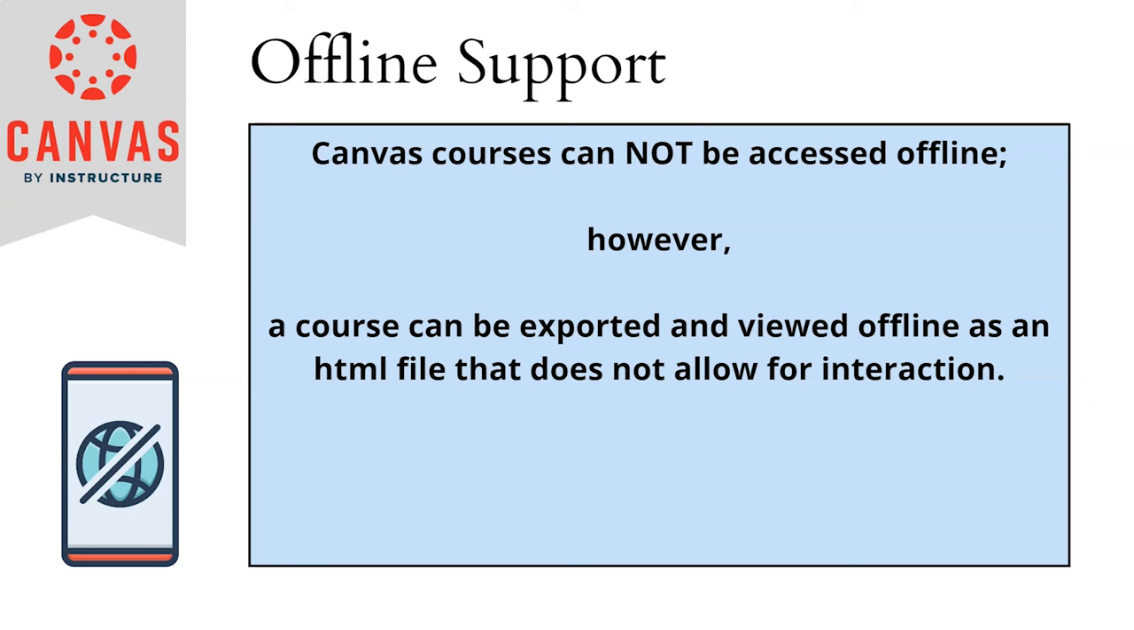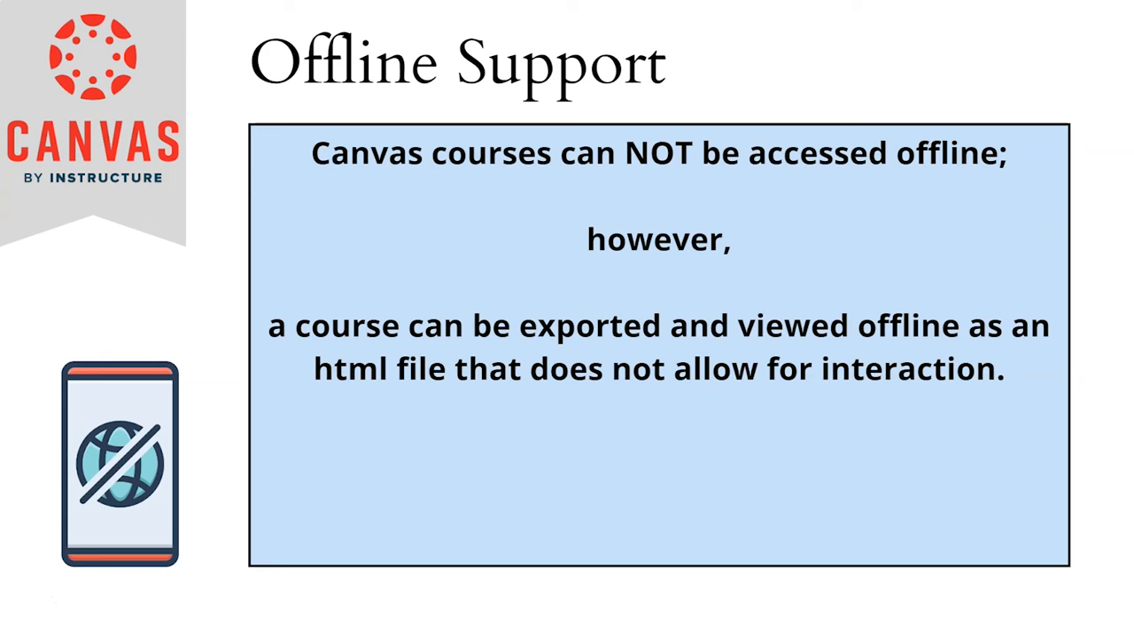Now, when it comes to offline support, I could not locate any information that showed that Canvas courses could be accessed offline. I did find somewhere on the community website that said specifically that they cannot be accessed offline. However, you can export a course and view it offline, but you're just exporting it as an HTML file, and so that's just going to be that version of the course at that time. You cannot interact with anything within it. You can only view what's there. Honestly, I view these exports more as backing up a course in case information is lost than as a way to interact with the course offline.